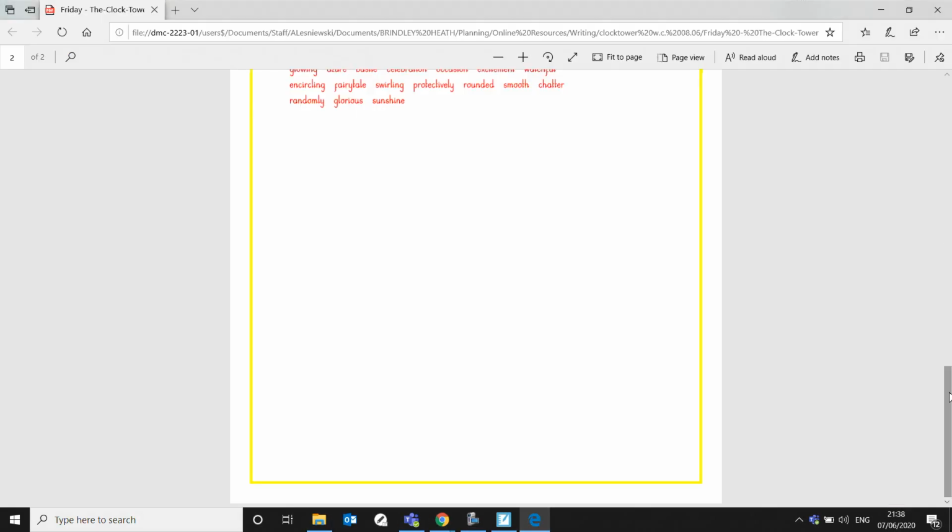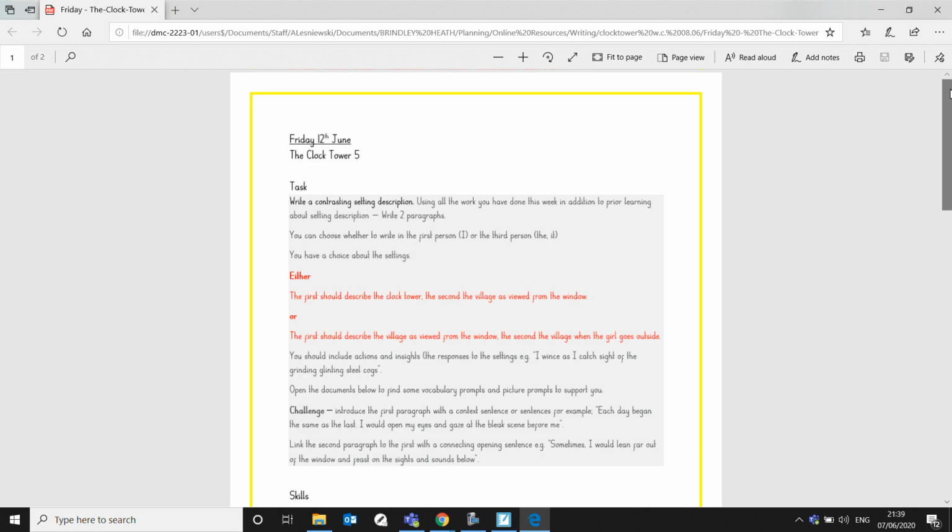So, the first thing we're going to do, your explanation is here. You're going to write a contrasting setting description using all the work you've done this week in addition to your prior learning about setting descriptions, and you're going to write two paragraphs. You can choose whether to write in the first person I or the third person the or it, and you should have a choice about the settings.